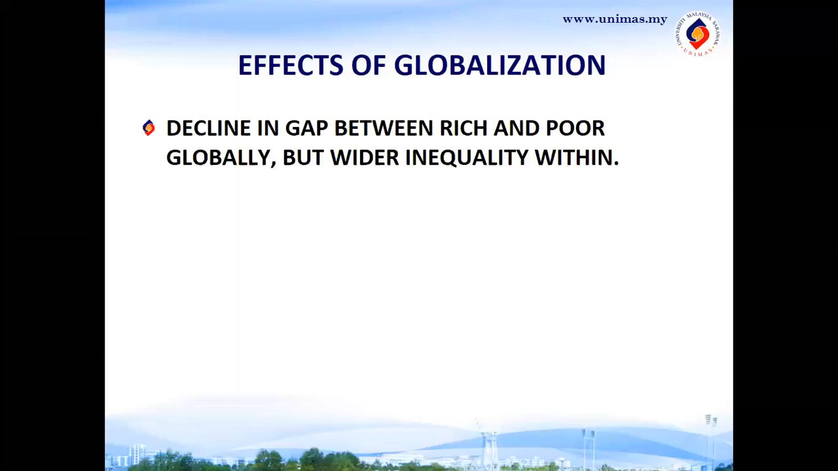And then also there is a decline in the gap between the poor. This is more like a positive thing, yeah, a decline in the gap between the poor, supposedly as a result of globalization, capitalism, and industrialization, globally, but wider inequality within. So in other words, there has been a decreasing gap between the rich and the poor countries. But within a certain country, there seems to be a wider gap between the rich and the poor in the country. That's what I said.